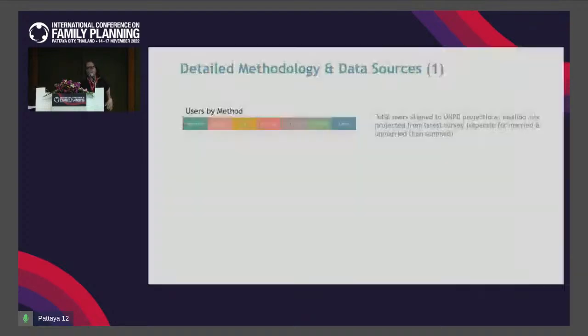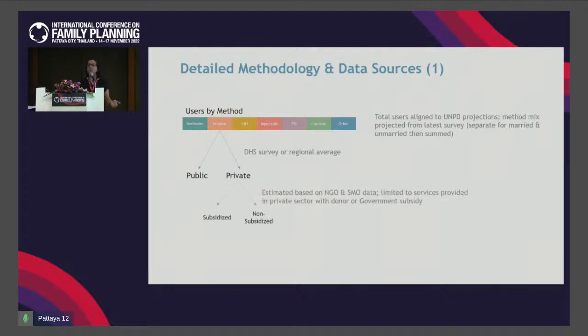Just for the sake of time, I'm going to go a little bit quick through this slide, but essentially we start with users by method. Our user numbers are aligned with UN Population Division projections and estimates. And within LEAP, we make estimates of shifts in method mix, taking country data as a starting point and looking at recent patterns of change at a regional and sub-regional level to inform what those changes might look like. We use source data, primarily from DHS and other surveys, to make that split between public and private.